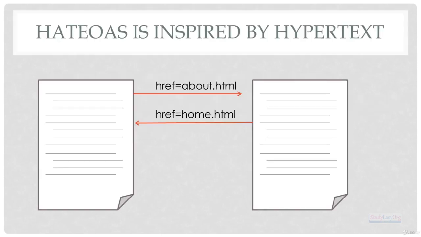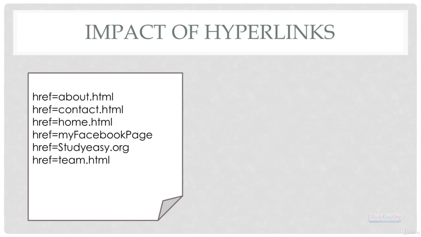Now, moving forward, when it comes to HATEOAS, HATEOAS is inspired by hypertext. What is hypertext? We have links to other blocks of text. When it comes to websites, we have links on a website. Now how do links on a website drive the website? Let us understand this. For example, we have links to other pages, like about.html, contact.html, home.html, a Facebook page, or some other websites.